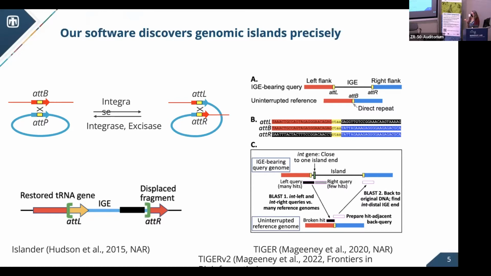Then utilizing this information, we built Tiger and then followed it up with Tiger version 2. What this is doing is taking a seed integrase HMM, so this can now look for tyrosine and serine integrases. Then we do a ping pong blast search where we take queries from the left and the right of our integrase of interest, and we blast it to a reference genome. So it's a comparative genomics tool. We then expect, if there's a genomic island, to see this broken hit, we prepare back adjacent queries and blast them back. This way we can really precisely map those @L and @Rs for our integrases of interest.